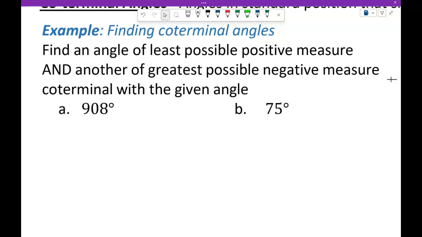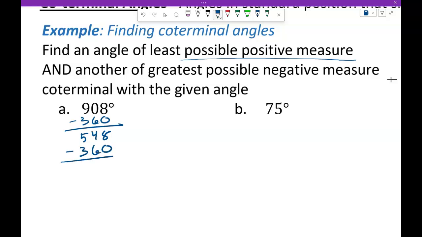So for an angle of least possible positive measure, if I start out with a really big angle, I just need to subtract 360 enough times until I get the smallest possible positive number that I can get. When I subtract 360 the first time, I get 548. I subtract 360 again, I get 188. If I subtract 360 again, then I get negative 172.